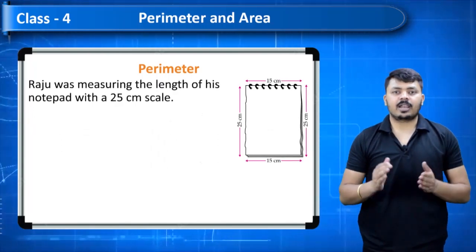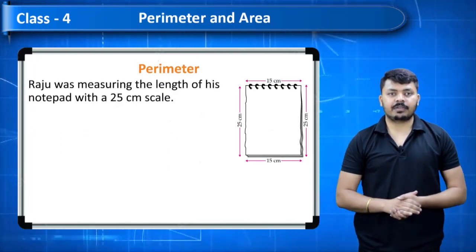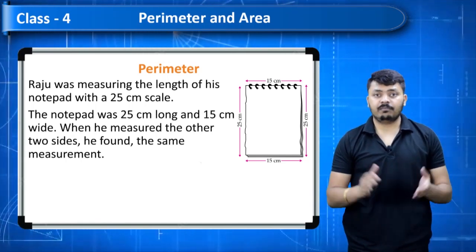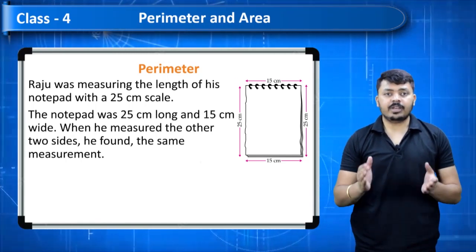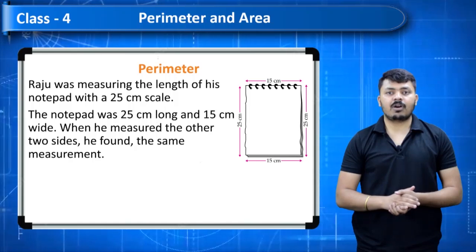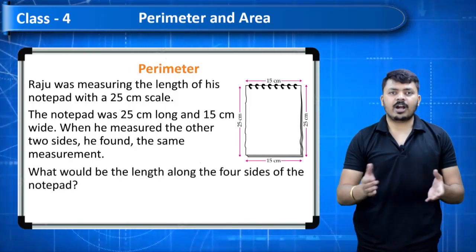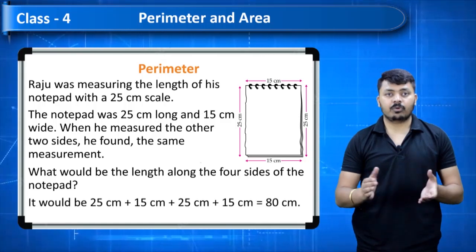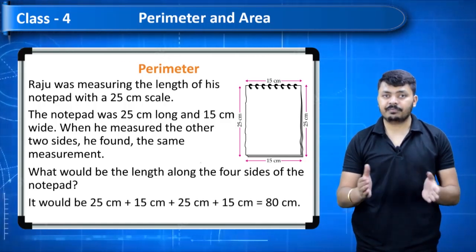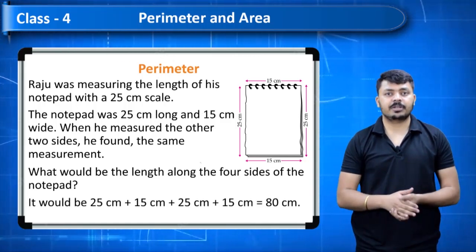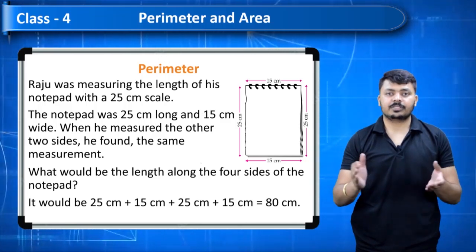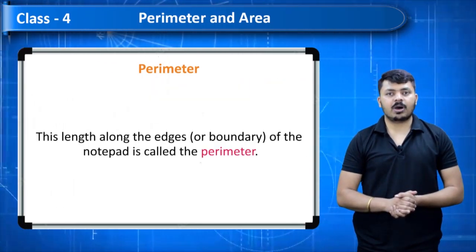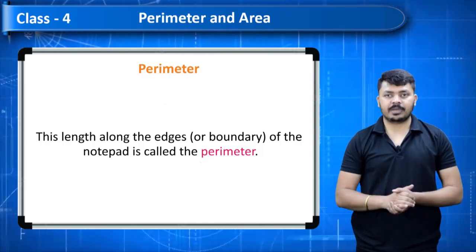Raju was measuring the length of his notepad with a 25 cm scale. The notepad was 25 cm long and 15 cm wide. When he measured the other two sides, he found the same measurement. What would be the length along the four sides of the notepad? It would be 25 cm plus 15 cm plus 25 cm plus 15 cm. That is equal to 80 cm. This length along the edges or boundary of the notepad is called the perimeter.